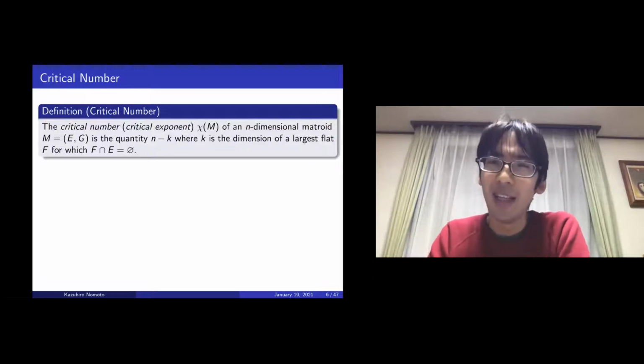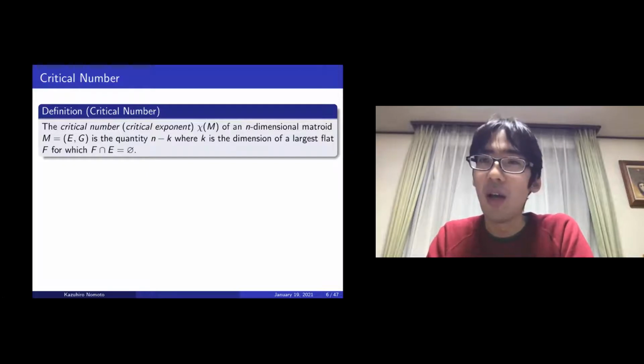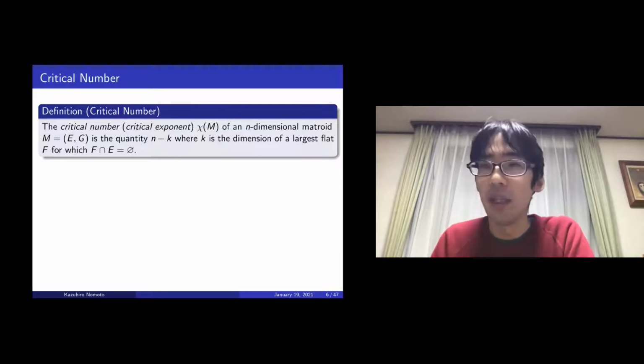Okay, so if I try to write down a geometric version of this conjecture, I need to have a notion of chromatic number for graphs. And the parameter I'm going to pick is the critical number, also known as critical exponent. And it's going to be defined by the following. So if n is the dimension of your matroid, which is the ambient space, then what I want to do is find a flat F as large as possible, a flat F which avoids all elements E.